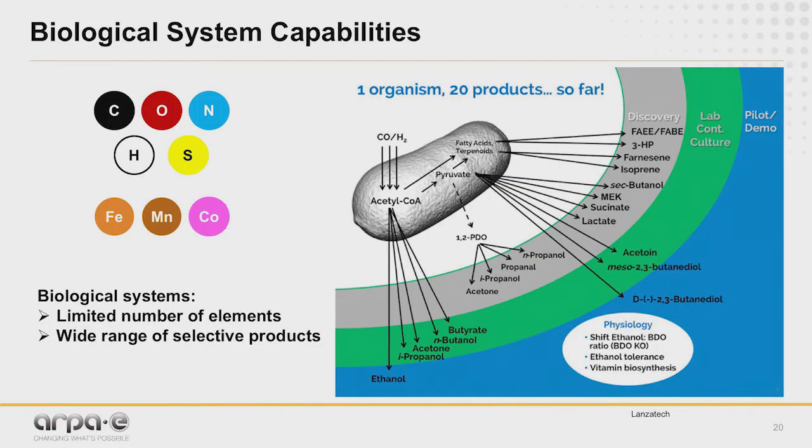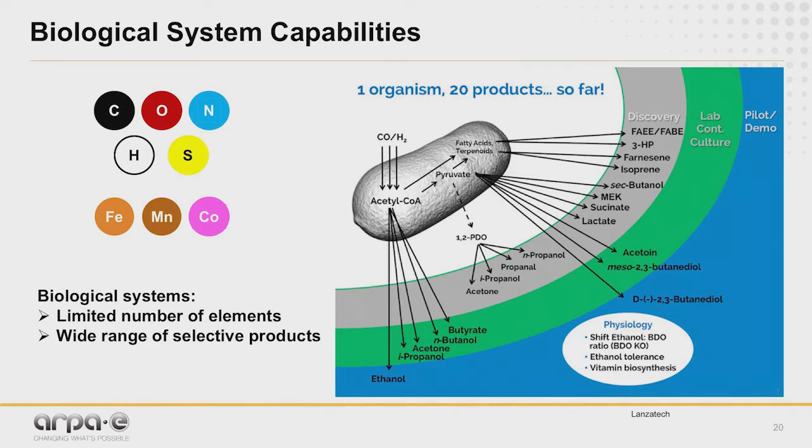Now, one of the things I love about being at ARPA-E is learning about different fields than the ones you are in. And for me, one of the fields I love learning more about is biological systems. And one thing that I find truly amazing about biological systems is that with only a handful of elements, including trace amounts of metals, biological systems are able to produce hundreds, if not thousands, of selective products.